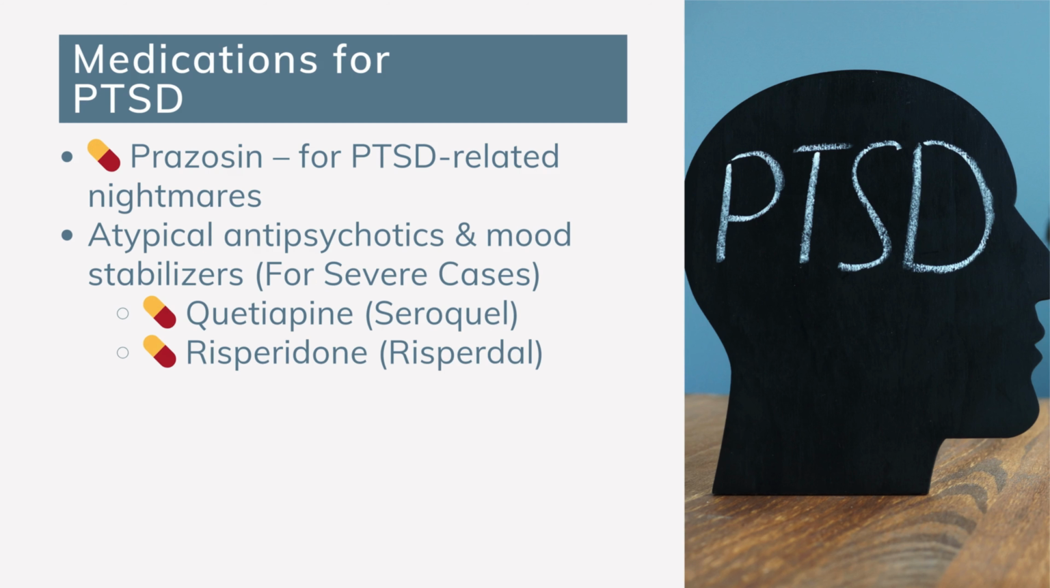In severe cases, atypical antipsychotics and mood stabilizers are also given. This includes Seroquel and Risperdal. They are used in severe PTSD cases where standard medications are ineffective. This benefits patients who experience severe mood swings, aggressions, or psychotic symptoms.